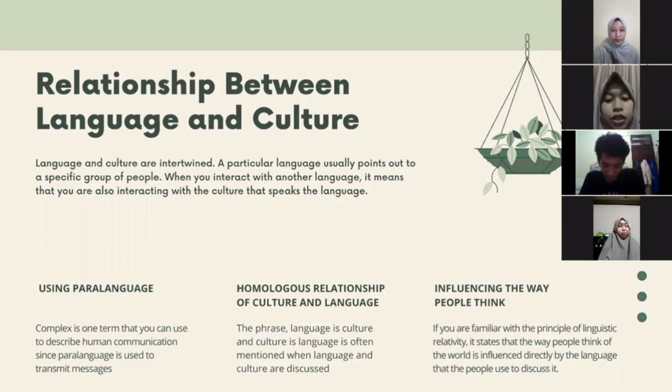As the slide shows, there are three main points of relationship between language and culture. They are using parallel, homologous relationship of culture and language, and influencing the way people think. This short explanation about using parallel says that complex is one term that you can use to describe human communication, since parallel is used to transmit messages. The second one is the homologous relationship of culture and language. It says that the phrase language is culture and culture is language is often mentioned when language and culture are discussed. And the last one is influencing the way people think.